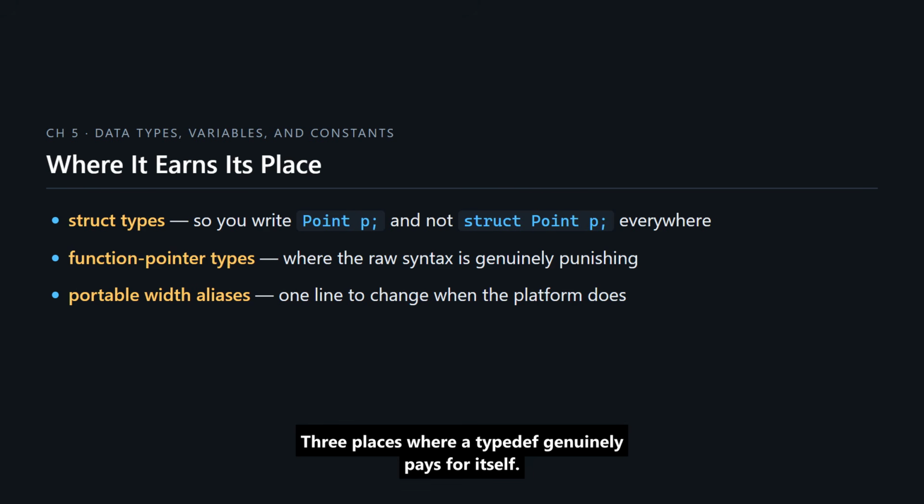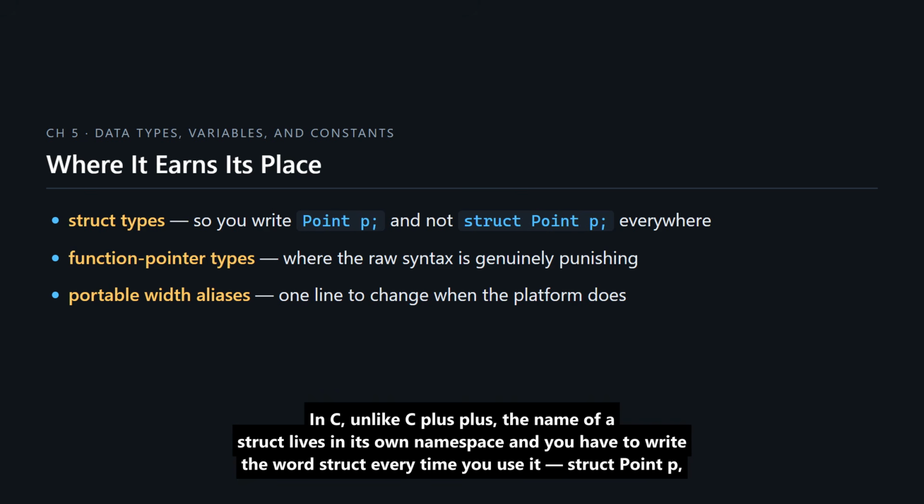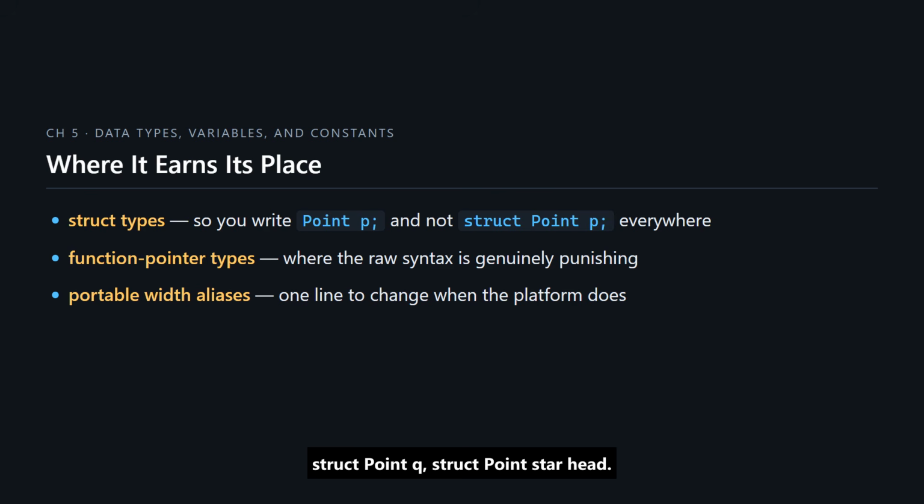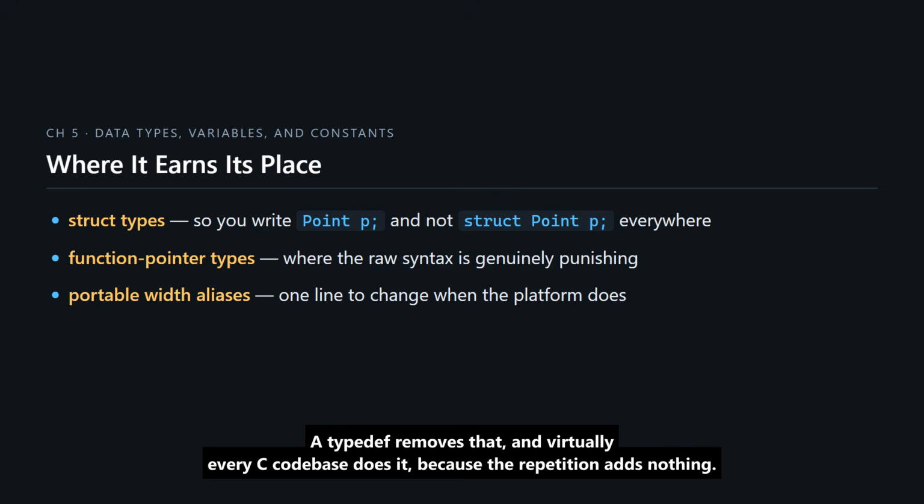Three places where a typedef genuinely pays for itself. First, struct types. In C, unlike C++, the name of a struct lives in its own namespace and you have to write the word struct every time you use it. Struct point P, struct point Q, struct point star head. A typedef removes that, and virtually every C codebase does it because the repetition adds nothing.